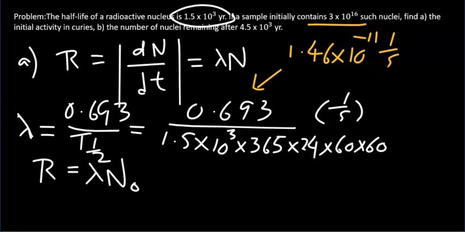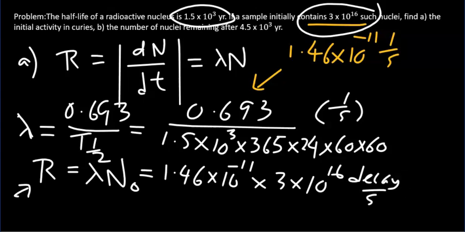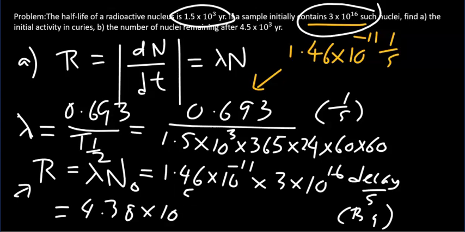Now let's substitute that number in this line. So you get 1.46 times 10 to the power minus 11. N naught is 3 times 10 to the power 16. That's that number right there. And that's going to give you the activity in decays per second, or becquerel. And upon doing the calculation, you get 4.38 times 10 to the power 5 becquerel.